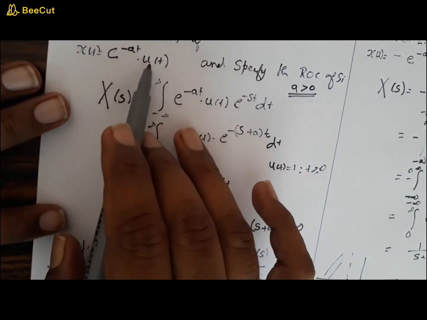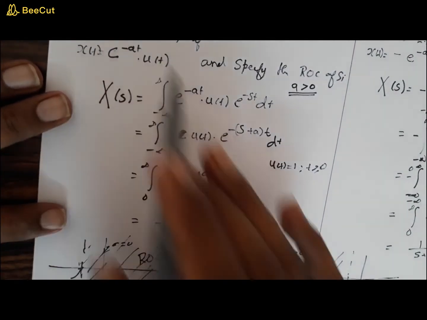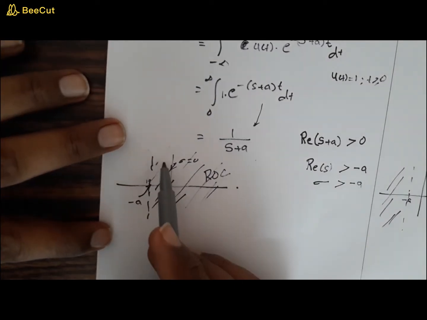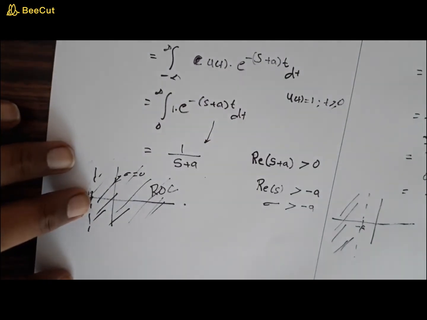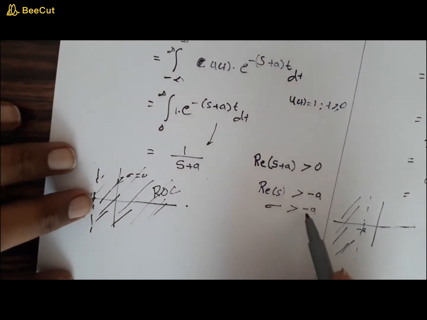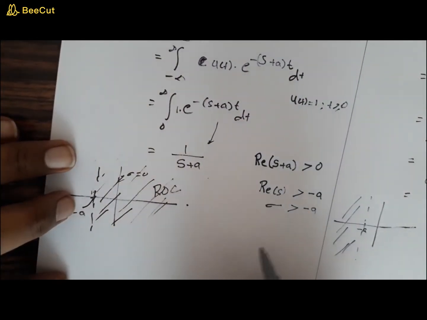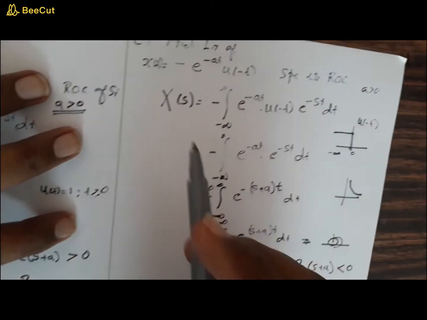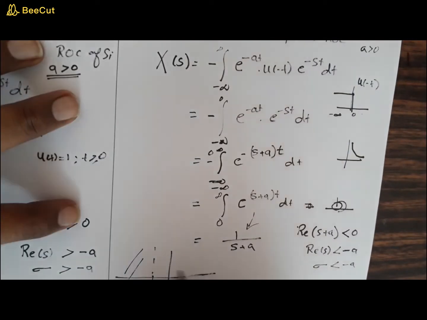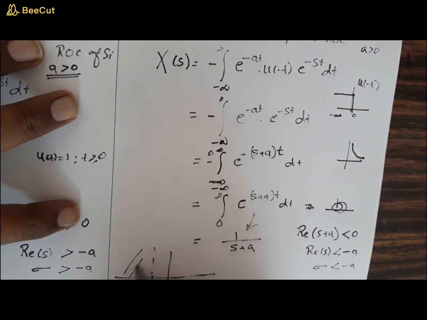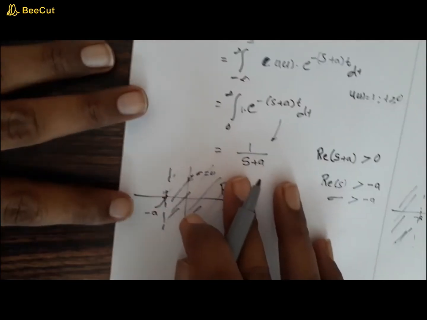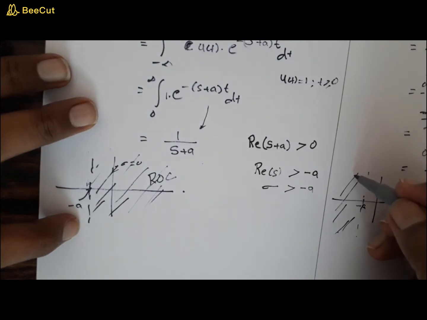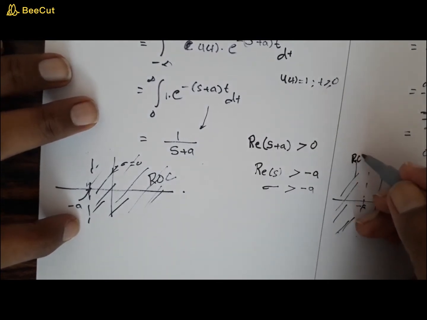Look, compare these two problems. Here you have e raised to minus at into u of t. For such a signal, the ROC is greater than a particular sigma, it is to the right on the real axis. So this is sigma greater than minus a. Now coming to this signal, it has an ROC less than a particular value in the s plane. This is greater than, this is less than. So this is the ROC of this signal.